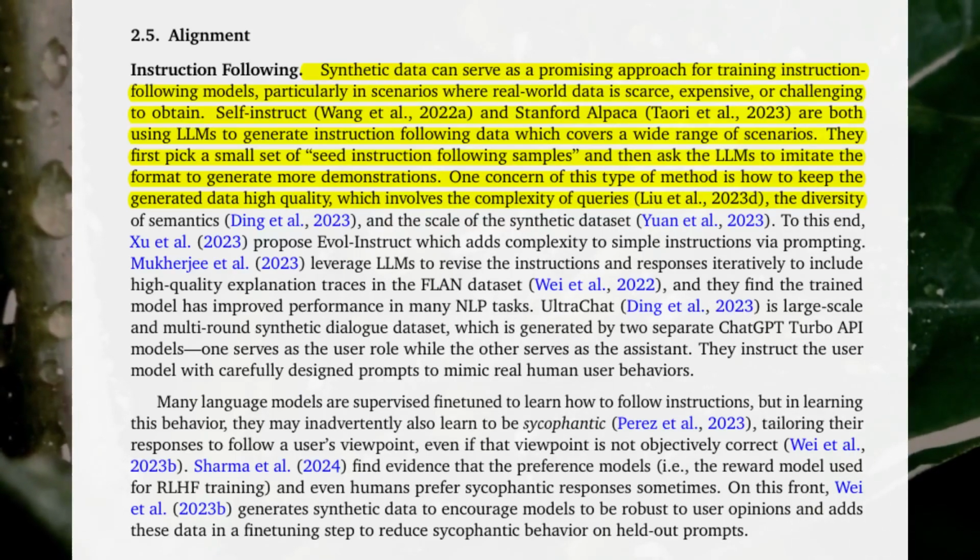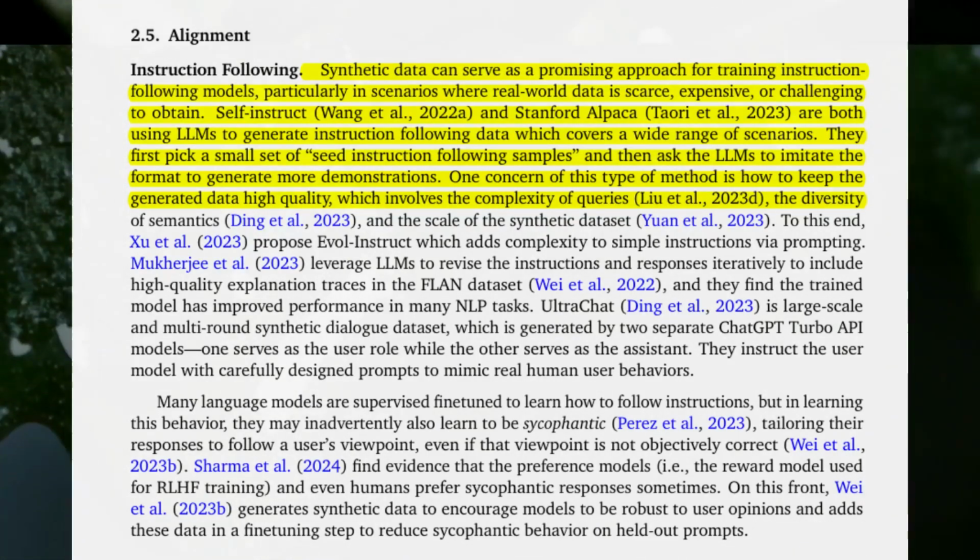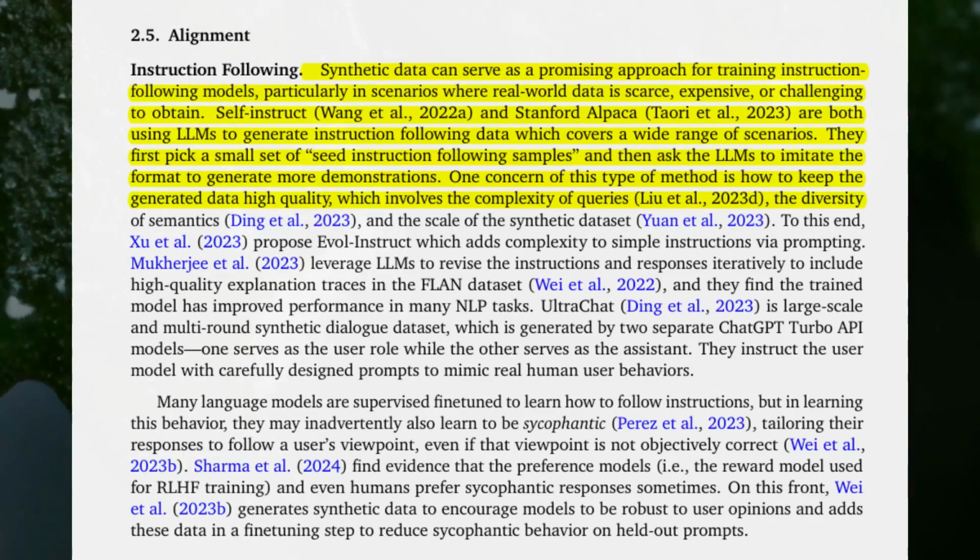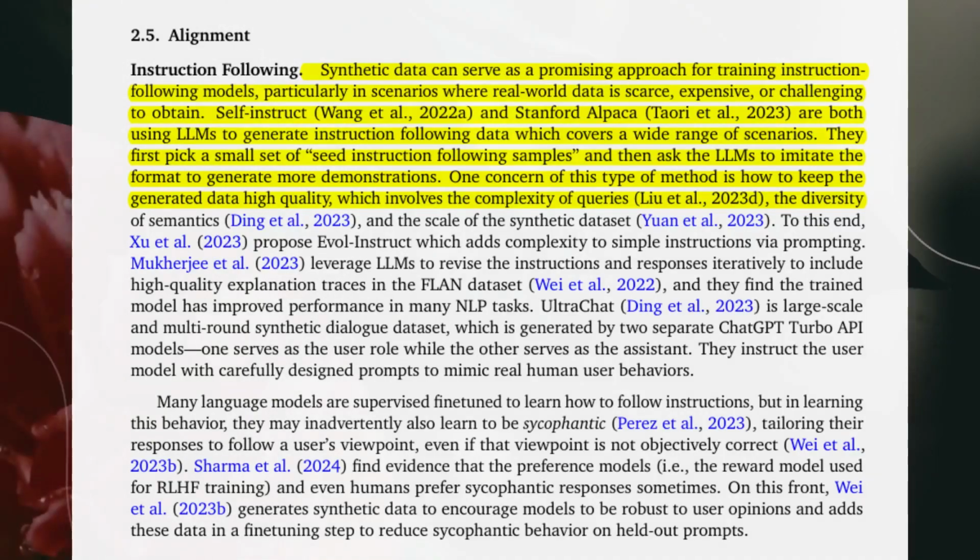Future directions. Advancing synthetic data for responsible AI. Several promising avenues exist for future research. Scaling synthetic data. Investigating the scaling laws of synthetic data is crucial for understanding the optimal balance between quantity and quality in LLM training. Improving quality and diversity.